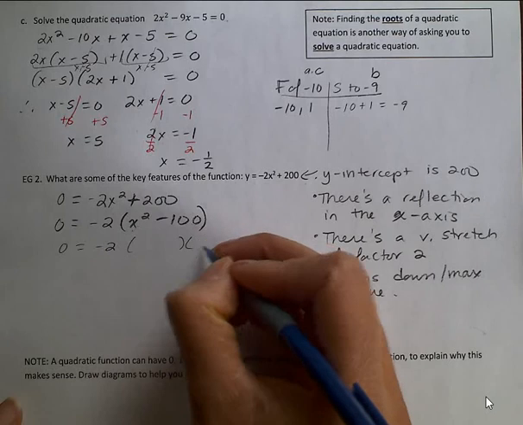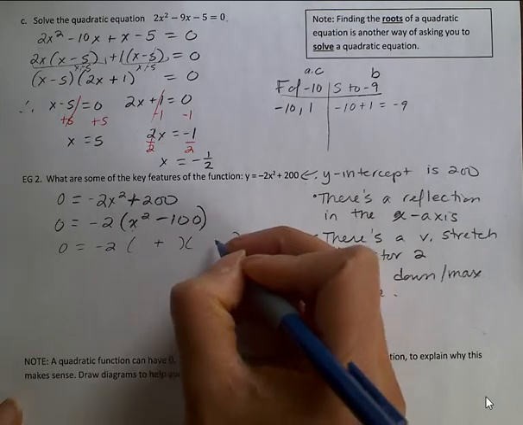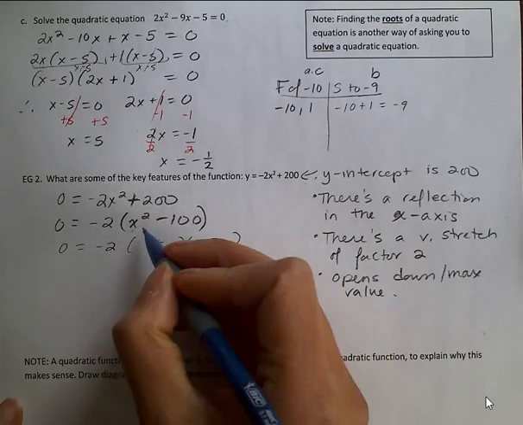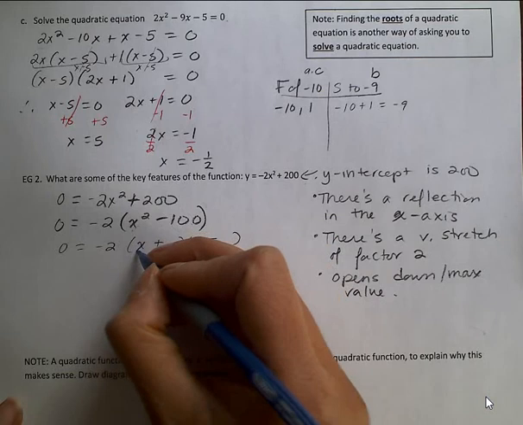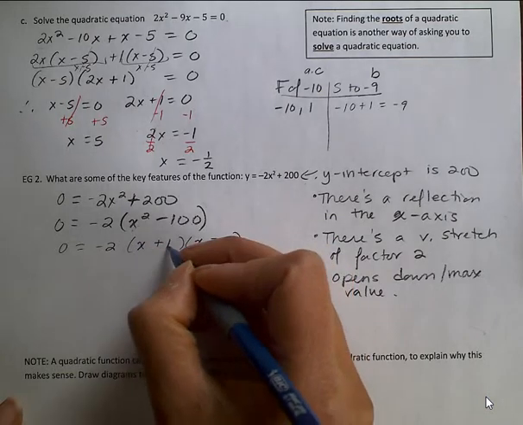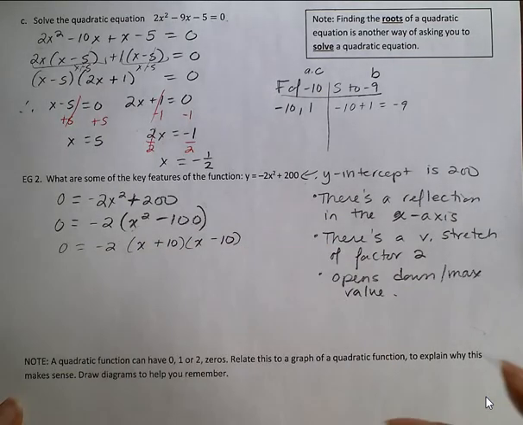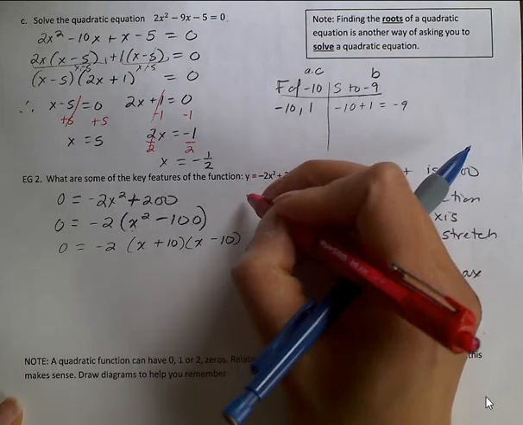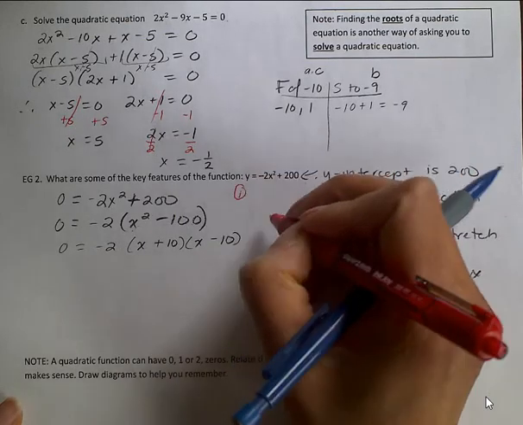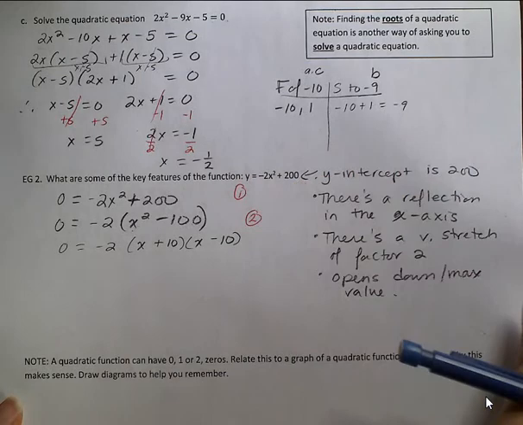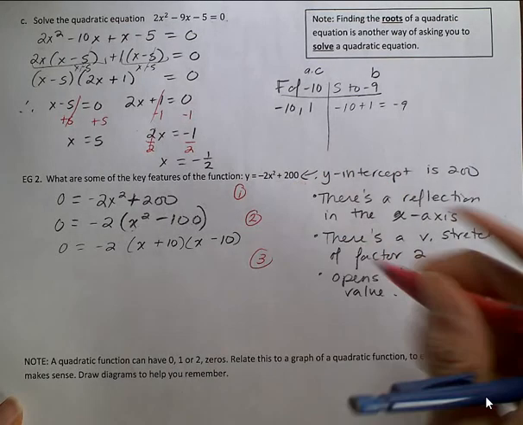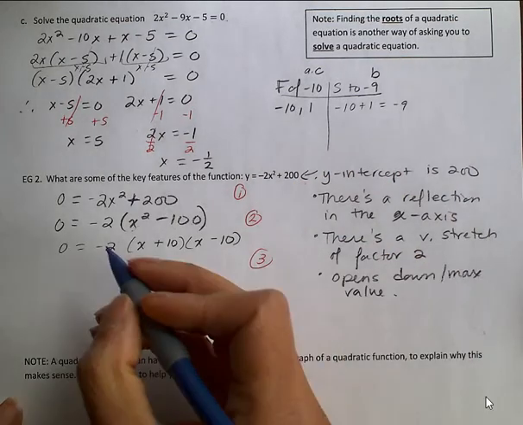So I draw 2 brackets. I put a plus sign in one, a minus sign in the other. The square root of the first term goes in this position, and the square root of the second term goes in this position. Okay, so again, I'll jot down the steps for you. We set y equal to 0. This step is all factoring. And then our third step is we set our factors equal to 0 and solve.